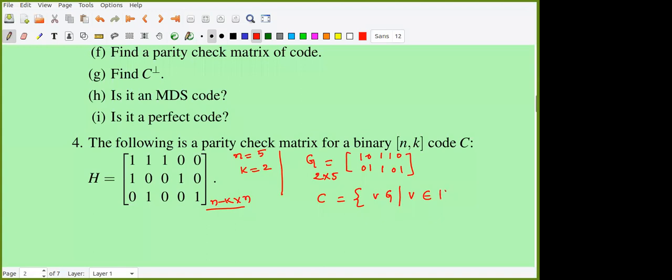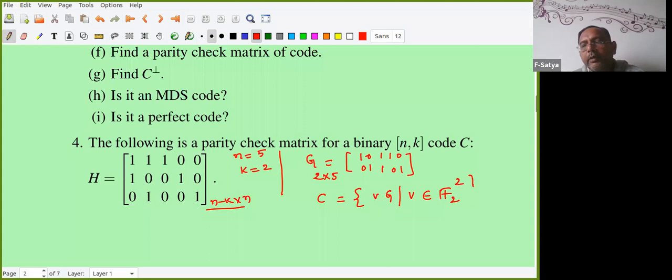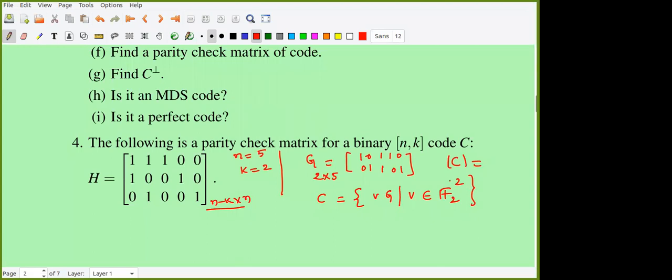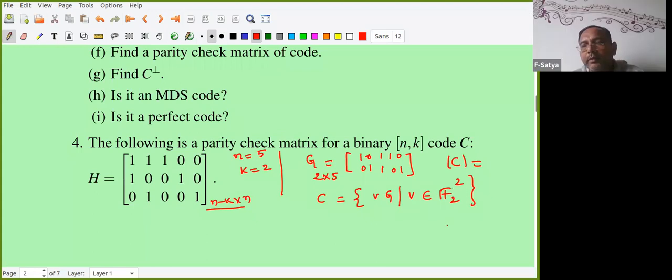F22. F22, right, correct, F22. Okay, what is the cardinality of C before that? 4. 4, very good. So it is 2 square, right? So this is 2 square. So it is equal to 4.